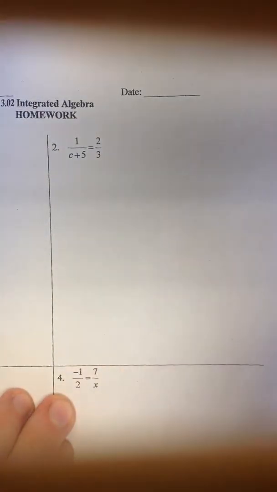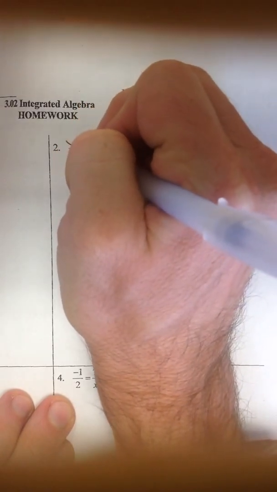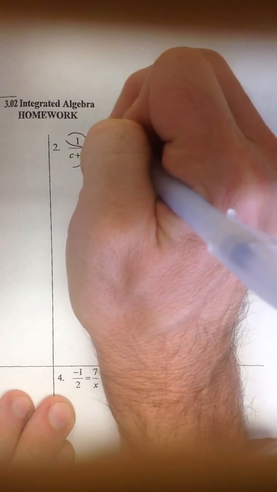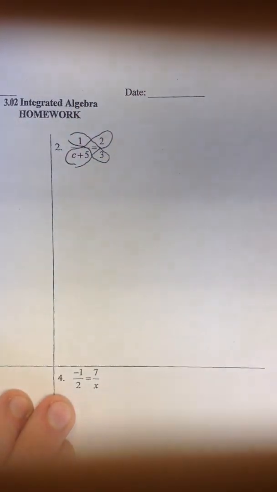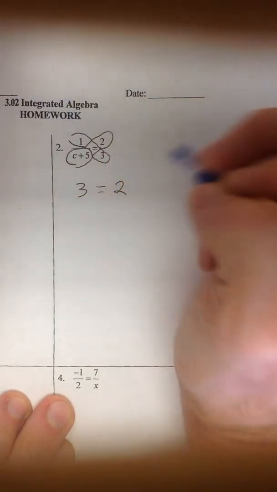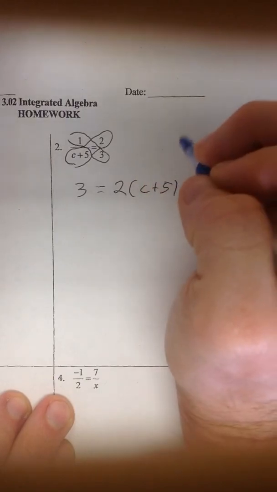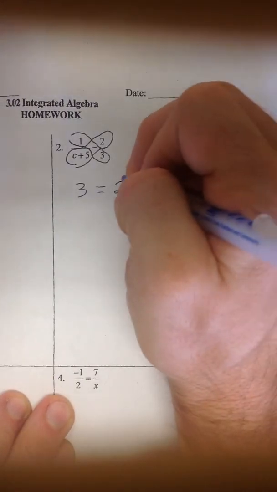All right, so let's try the next one here. Again, same exact principle. This one's actually a little easier because there's only one distribution that we're going to have to do. We've got 1 times 3, and then we've got 2 times (c + 5). So the 1 times 3 is pretty easy. That's just 3 = 2(c + 5).